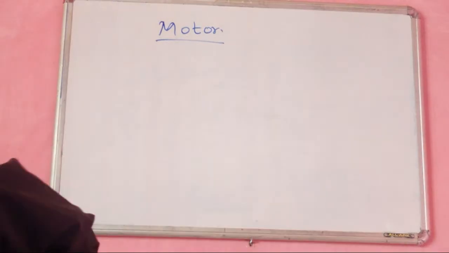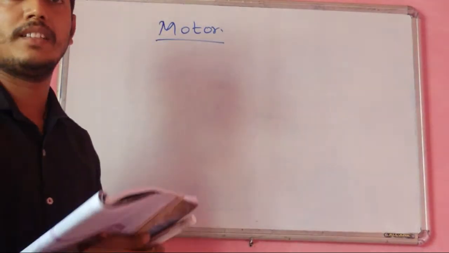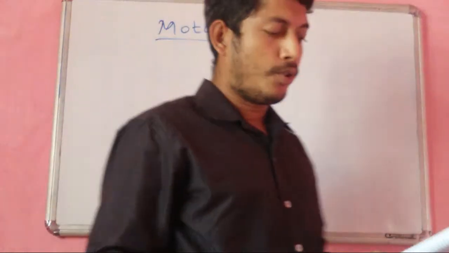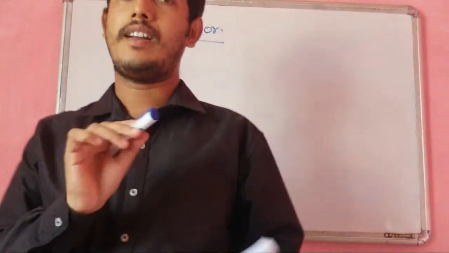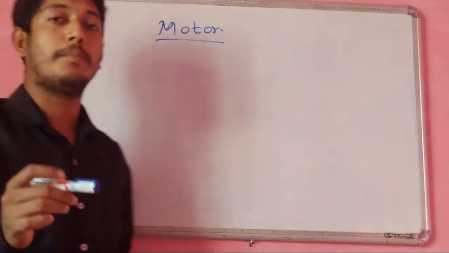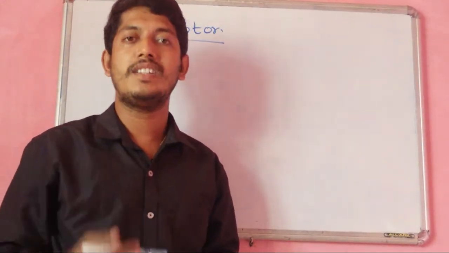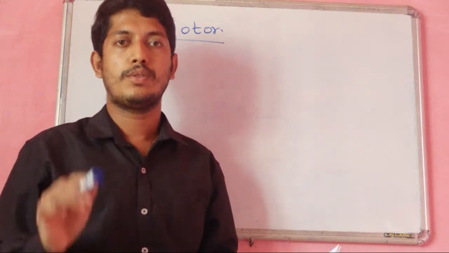Open page number 136. They give some important things about the electric motor. An electric motor is a rotating device that converts electric energy into mechanical energy. Underline that. That is very important, and it is the principle involved. Electric motor means it converts electrical energy into mechanical energy. That is the main point.